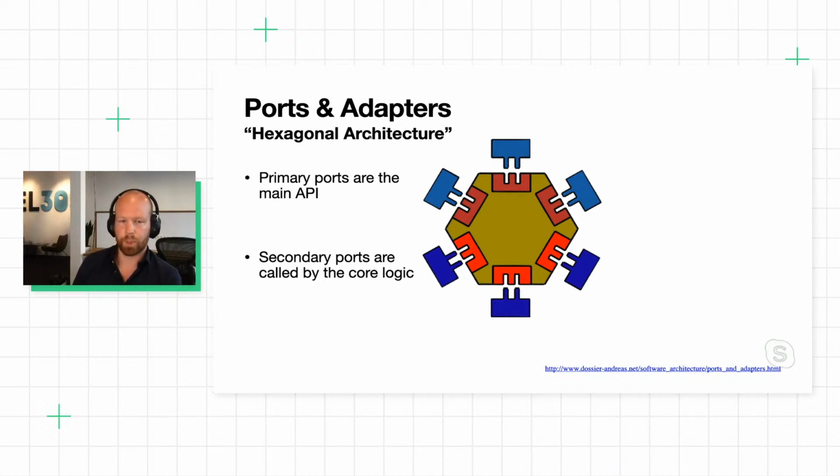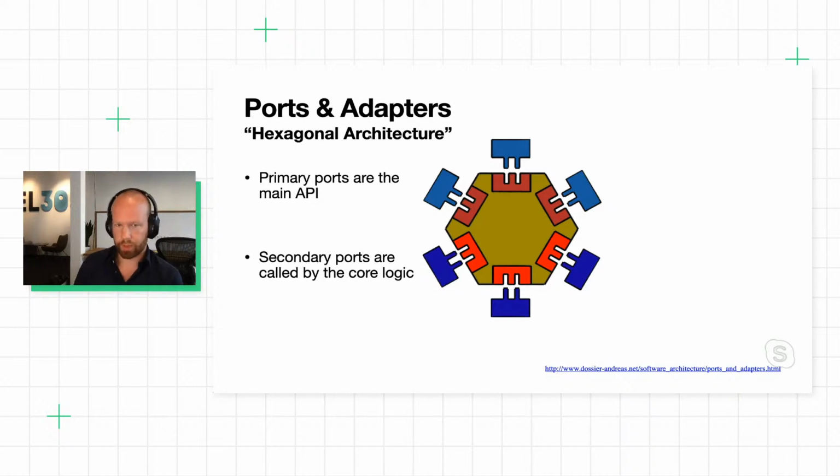These 6 ports are actually pictured as part of the hexagon. So that means that it's part of the core logic. What I want to say about that is that there are no other parts of the system that are actually allowed to use these ports either. I'll come back to that later.